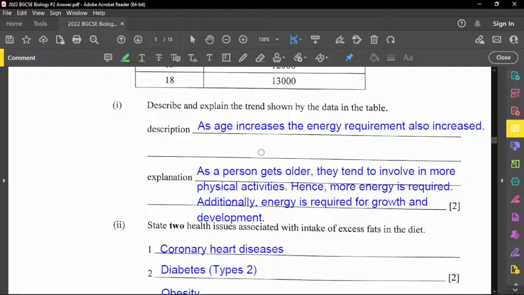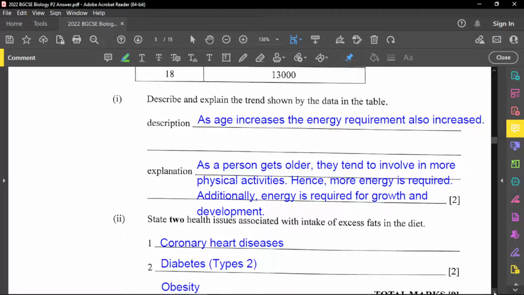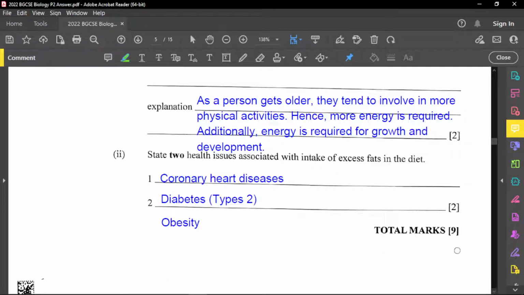And so also additionally, energy is required for growth and development. So as a person grows and develops, all the cellular activities require energy for you to make new cells for growth and development. And of course, the person tends to be more active, doing more stuff, carrying more weight and load and all those types of stuff. So therefore, energy is required much more.